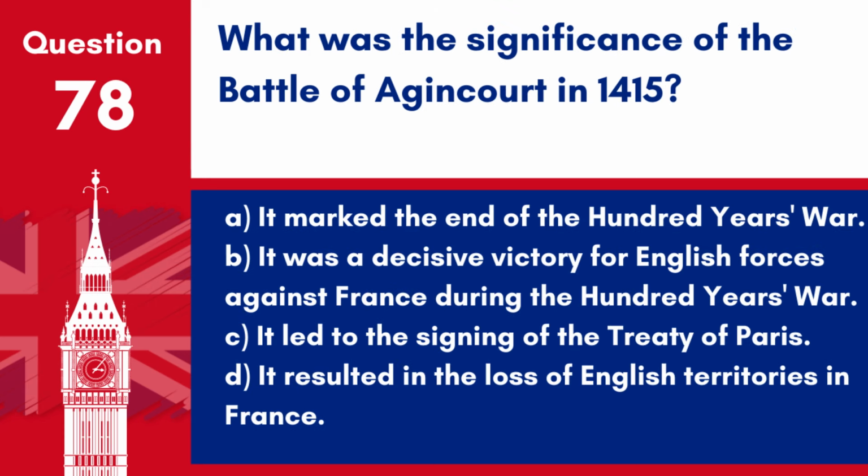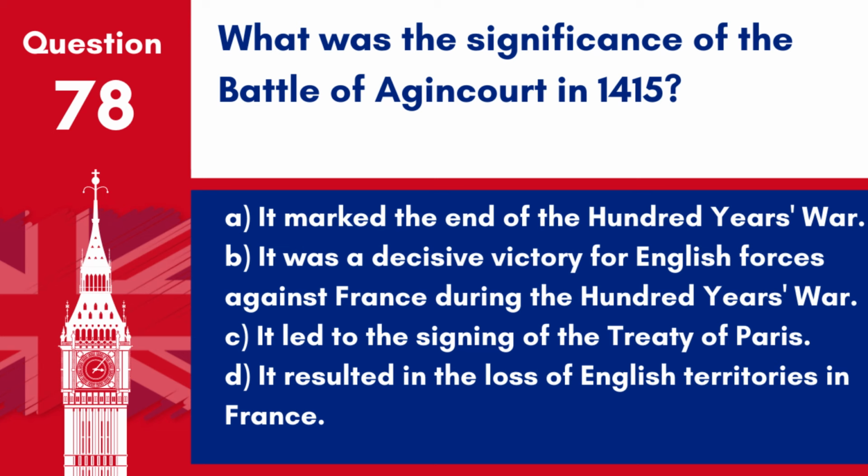Question 78. What was the significance of the Battle of Agincourt in 1415? A. It marked the end of the 100 Years' War. B. It was a decisive victory for English forces against France during the 100 Years' War. C. It led to the signing of the Treaty of Paris. D. It resulted in the loss of English territories in France.